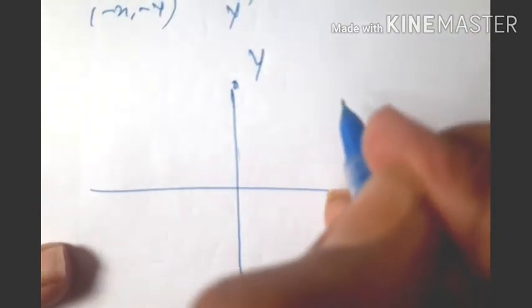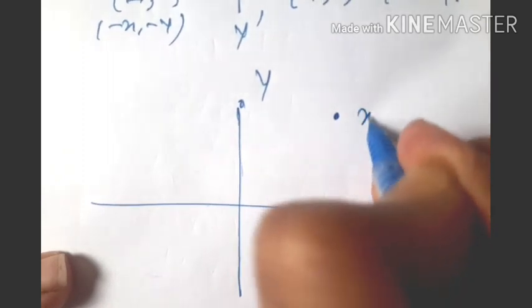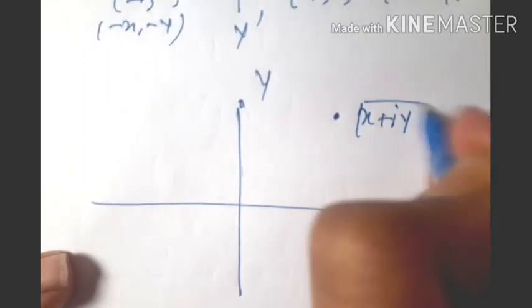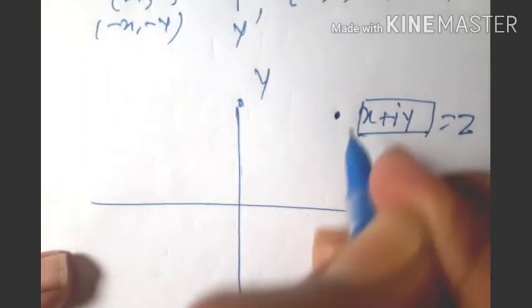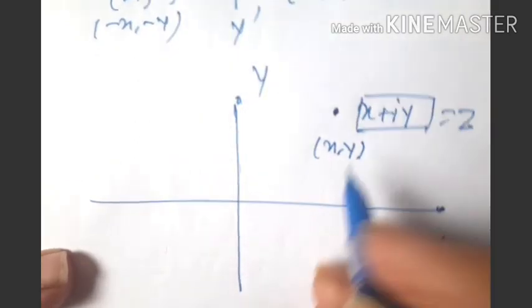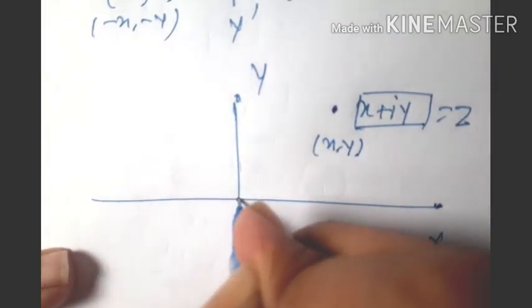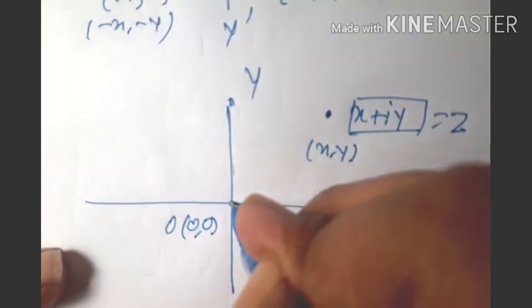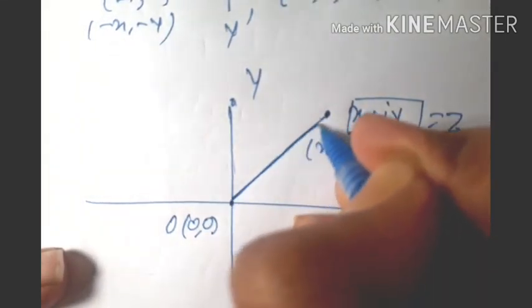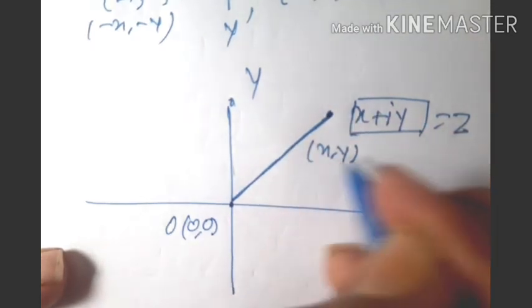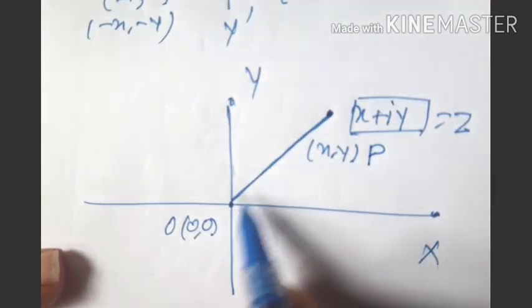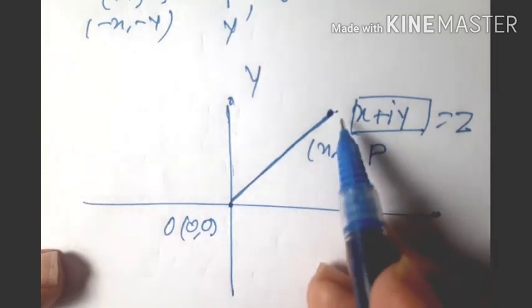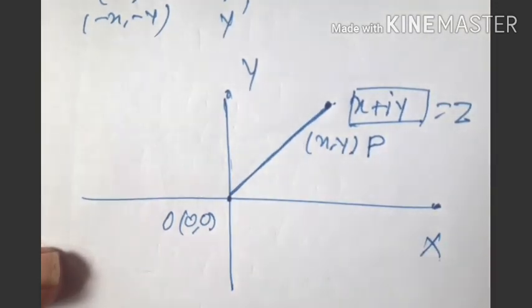This is x, this is y. Now suppose I have plotted here a complex number x plus iy, that is z. The point is nothing but (x, y), the same complex number. As we know, this is the origin, that coordinate means (0, 0). If we join this line, say this point is P, then this line will give us the modulus of the complex number.